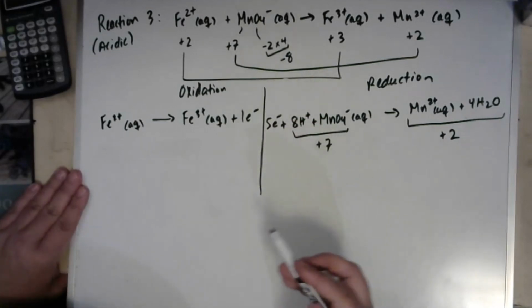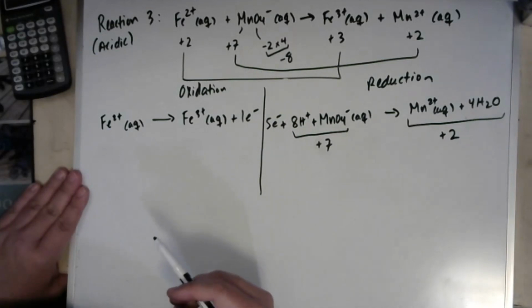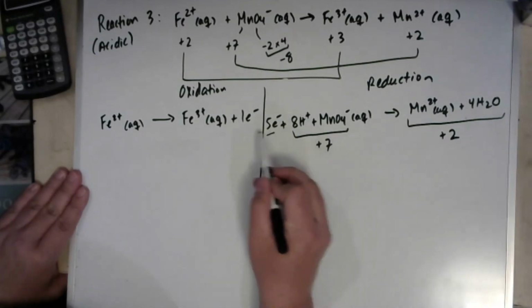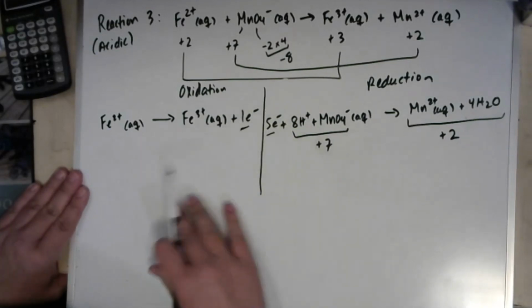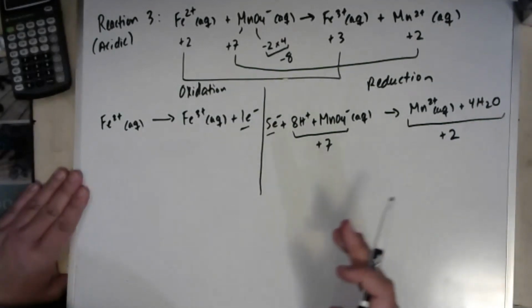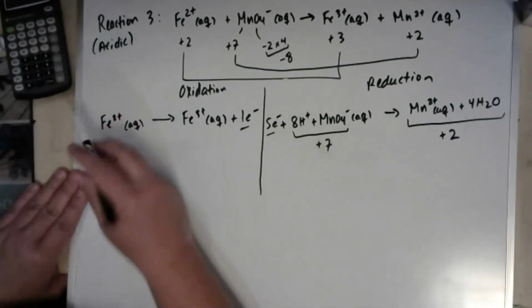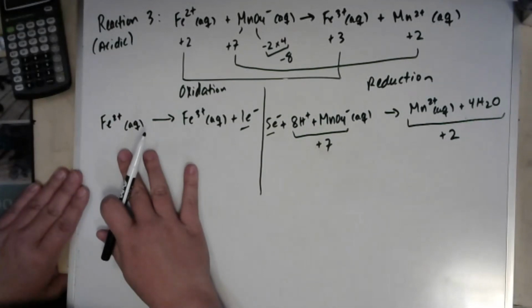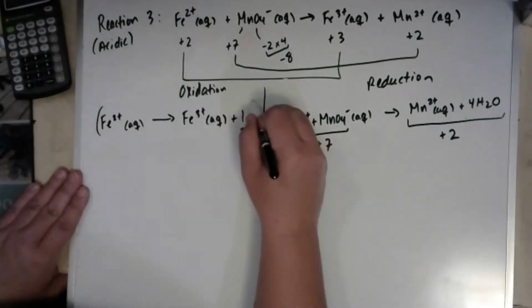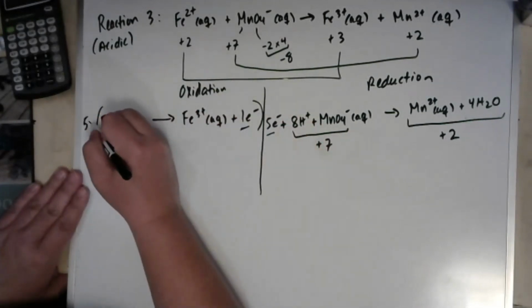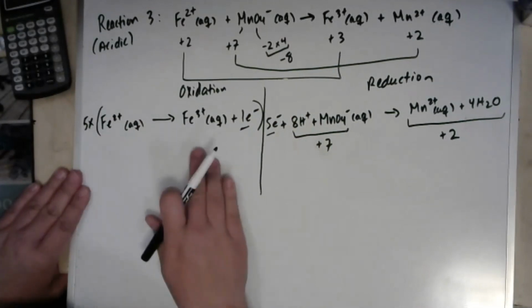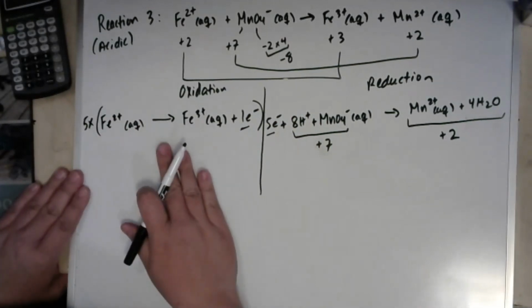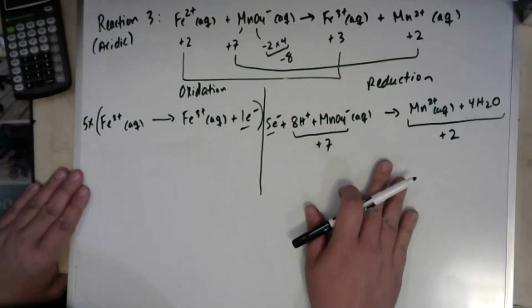Now we're looking at step 5. We have to make the number of electrons equal in both half reactions. In this case, the easiest thing to do is going to be to take my oxidation half reaction and multiply the whole thing by 5. Then this oxidation half reaction will have 5 electrons, and the reduction one will as well.